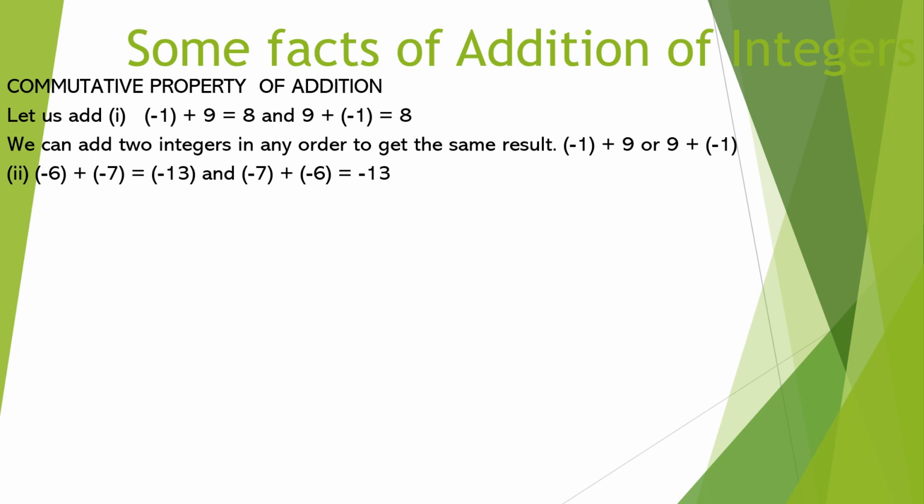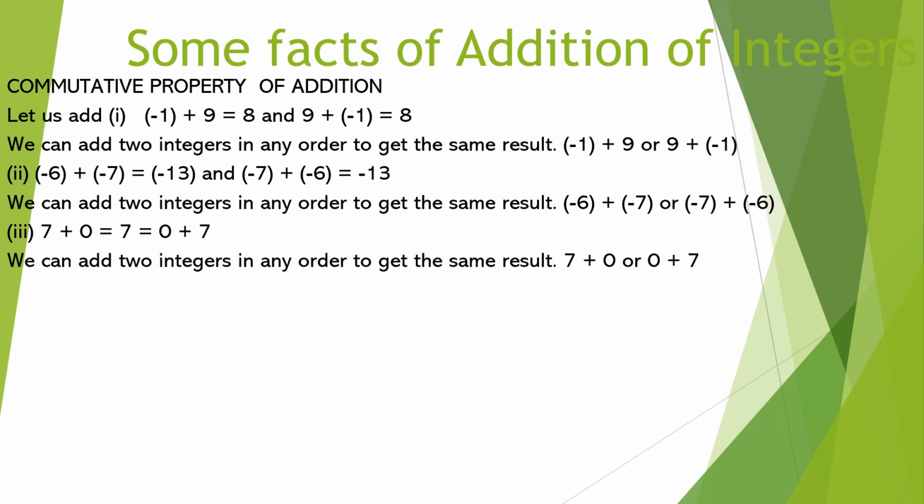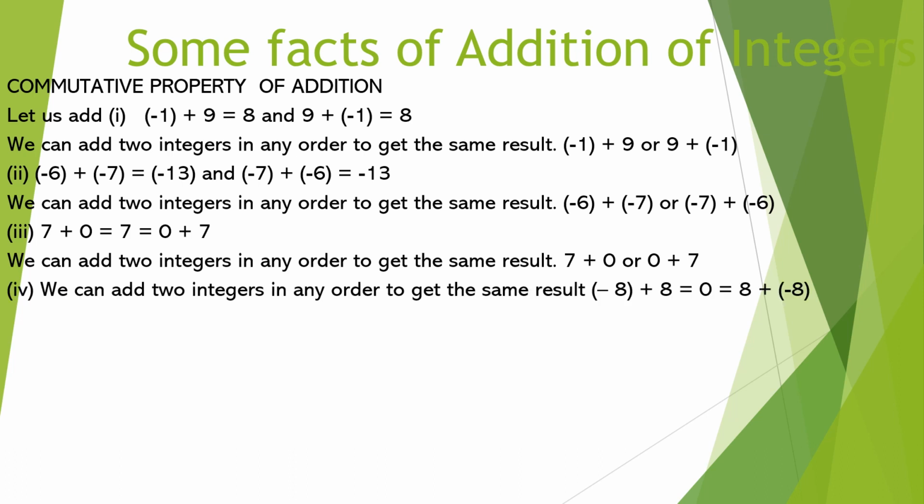In the second case also, whether we add minus 6 plus minus 7 or we add minus 7 plus minus 6, we get the same result, that is minus 13. The order of the two integers in which they are added does not matter. In both cases, we get the same result. 7 plus 0 is equal to 7. And when we add 0 and 7, then also we get the same result, that is 7.